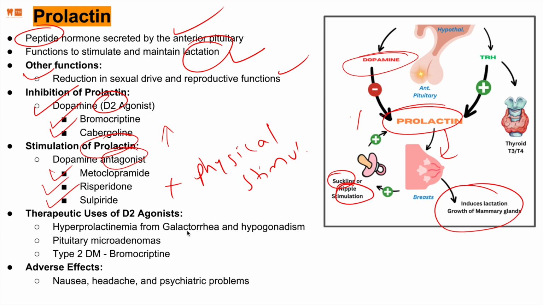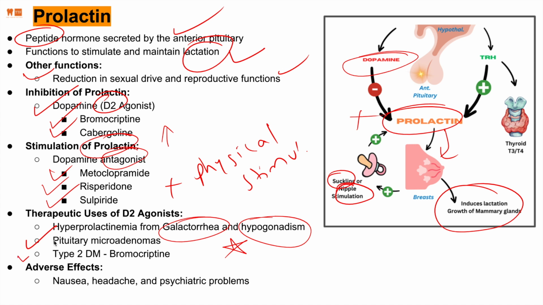Hyperprolactinemia from galactorrhea and hypogonadism. These two are conditions that reduce our control on prolactin release. All it does is start producing extreme amounts of prolactin. Pituitary microadenomas, it's a tumor that produces excess of prolactin.